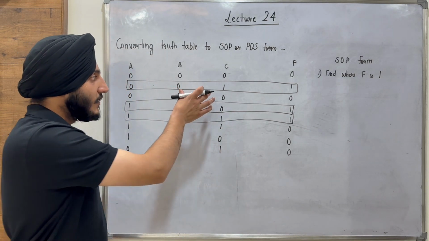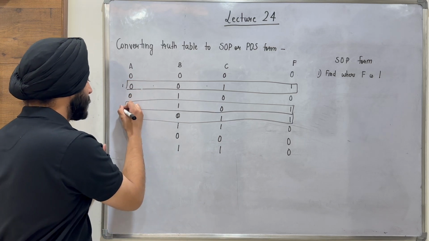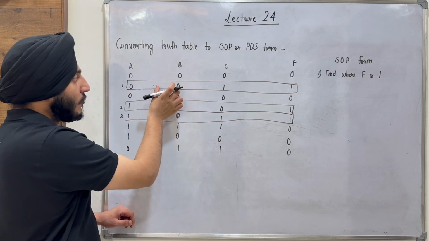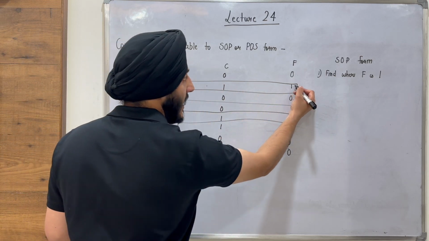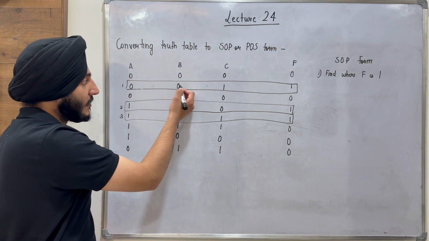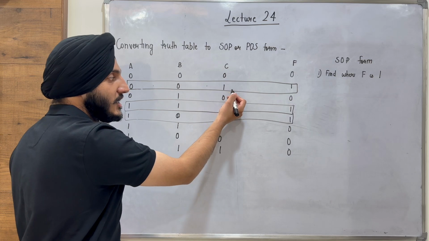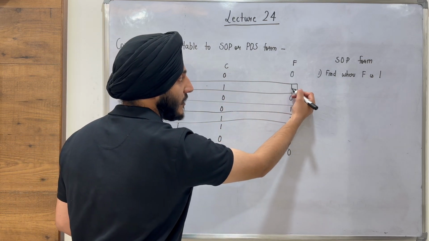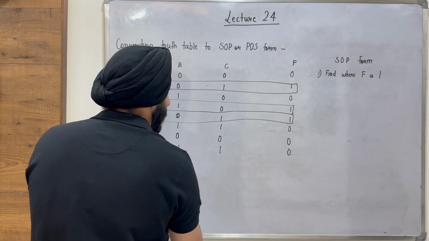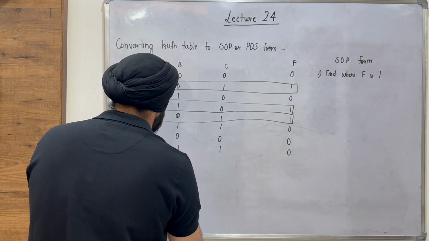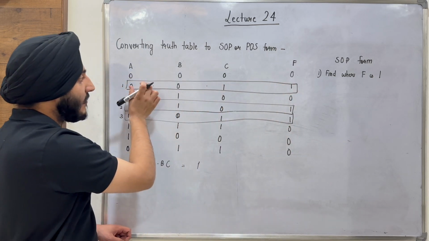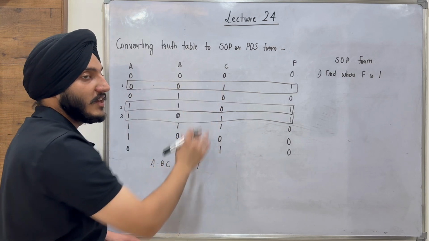So for each of these terms, let's say this is term 1, this is term 2, and this is term 3, right? What I need to do is find a way to product them together such that f results in a 1. Think about it, right? For the value of a 0, for the value of b 0, and for c equal 1, how can I make the function result in 1? A dot b dot c equal 1. But how is this possible? How can I make this happen when a is 0, b is 0, and c is 1?